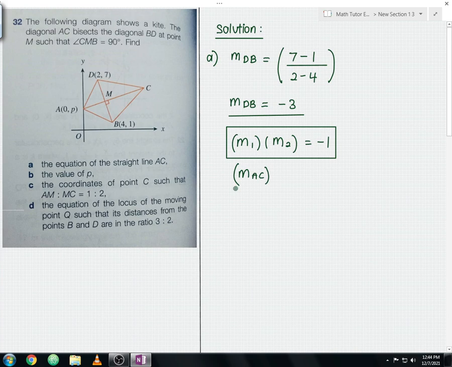Okay, and then our M2 will represent the gradient of the straight line DB, which you have already found in the first step, which in this case is -3. Then you should get equals to -1. So from here, to get the gradient of the straight line AC, you divide -1 with -3. You calculate this, you should get the gradient of the straight line AC is equal to 1/3. So this will be your second step.